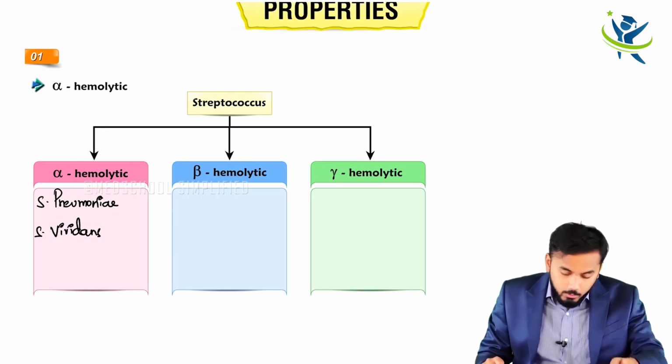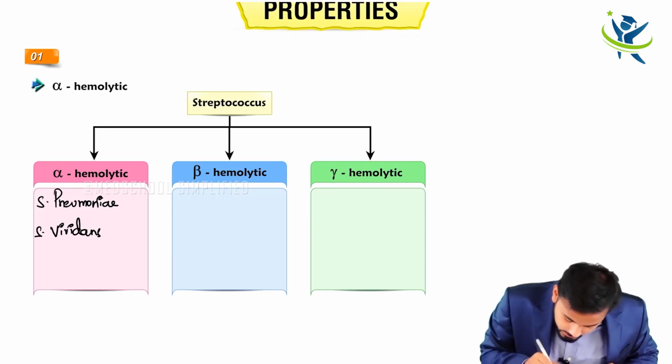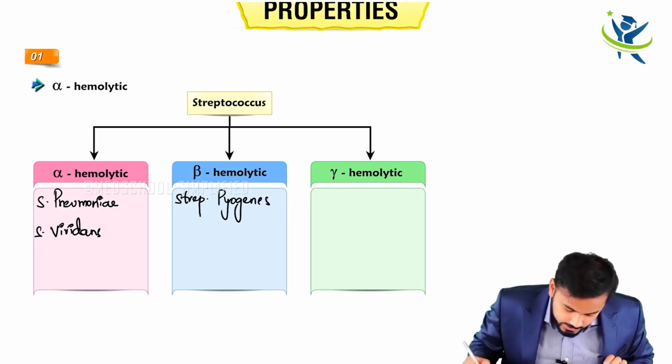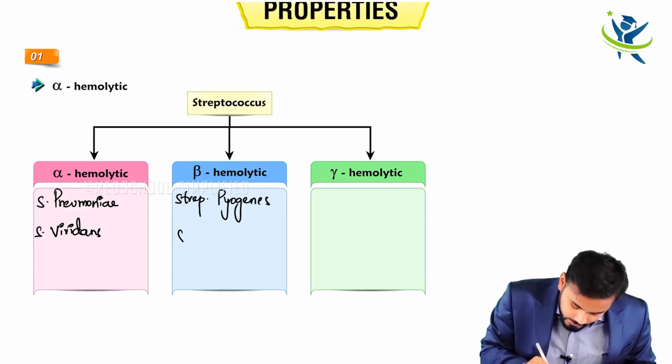When you come to beta hemolytic, what are the bacteria which are beta hemolytic? Streptococcus pyogenes is beta hemolytic, and Streptococcus agalactiae.